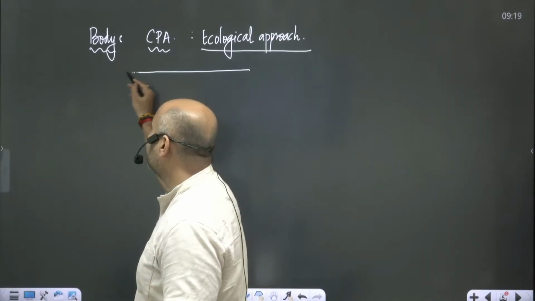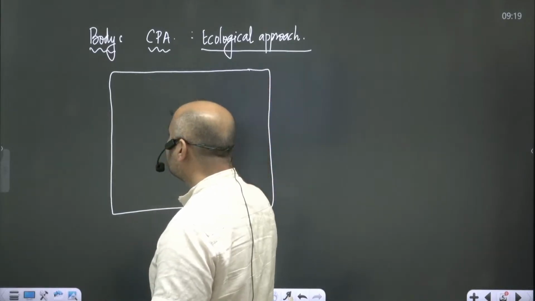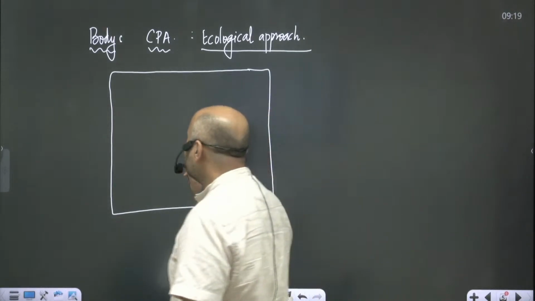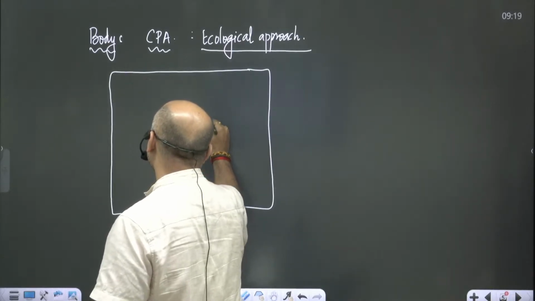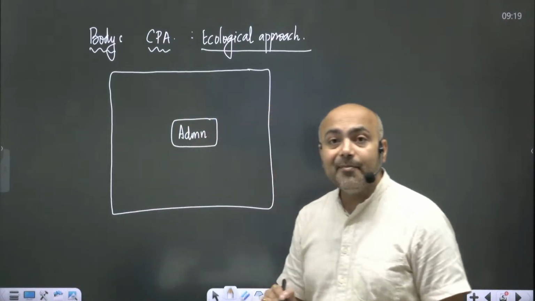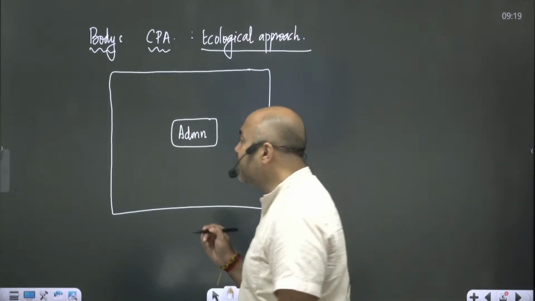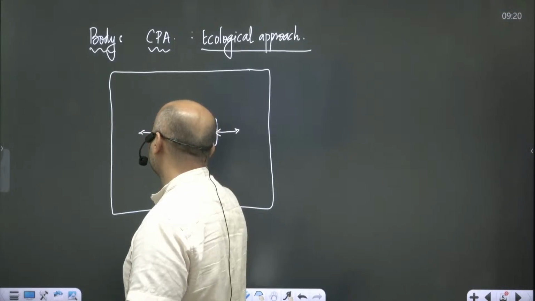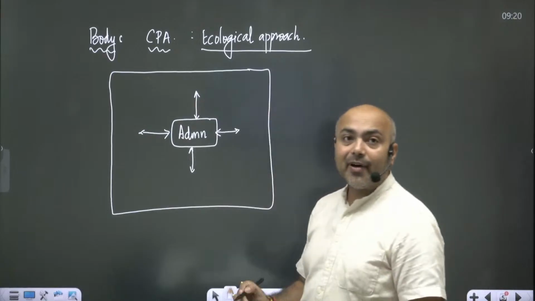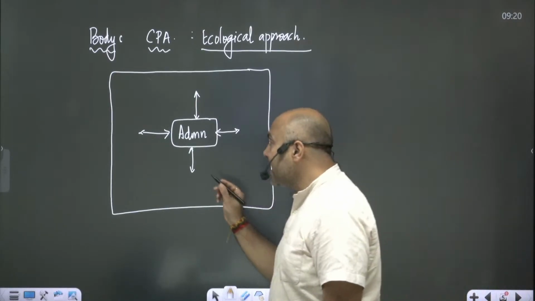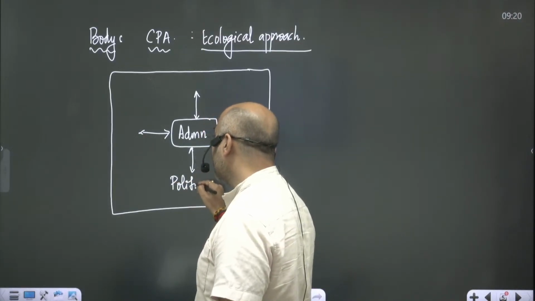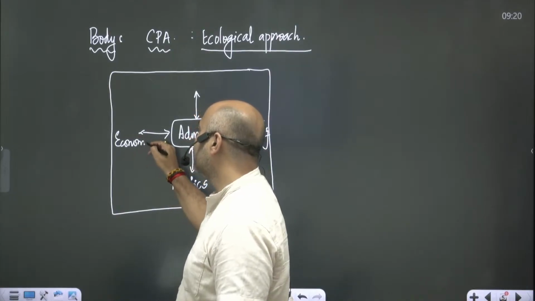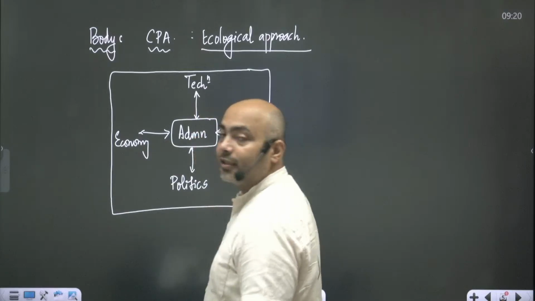You can, while explaining this, draw a diagram to explain what the ecological approach is. And what does the ecological approach assume? The ecological approach assumes that administration is embedded in an environment or an ecology, and that ecology consists of the politics, the society, the economy, the technological dimensions of the environment.